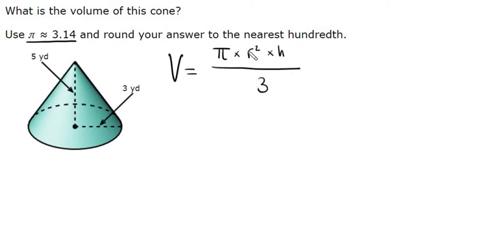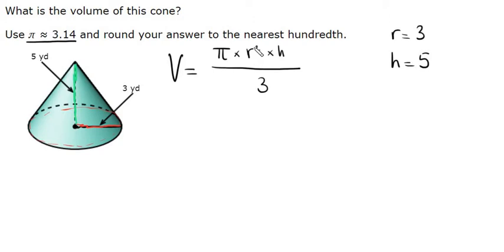So what is r? R is the radius. So let's write r is equal to 3, because this is the radius of the cone, the radius of the base. The base is a circle, so this is going to be the radius. And the height is going to be 5. I'm going to write h is equal to 5.